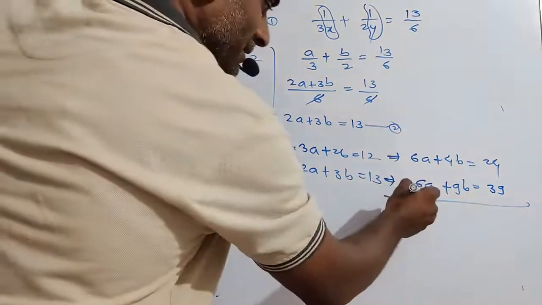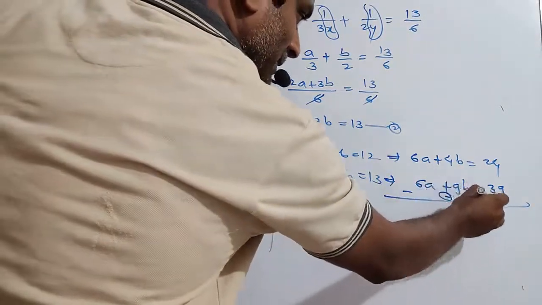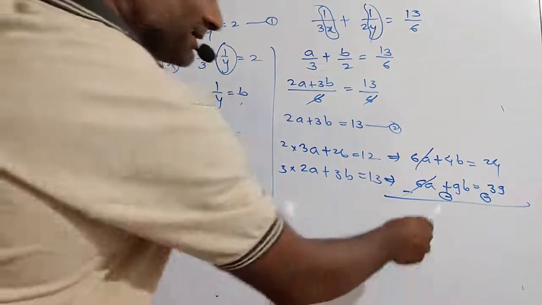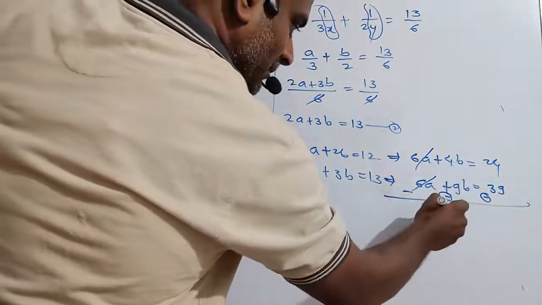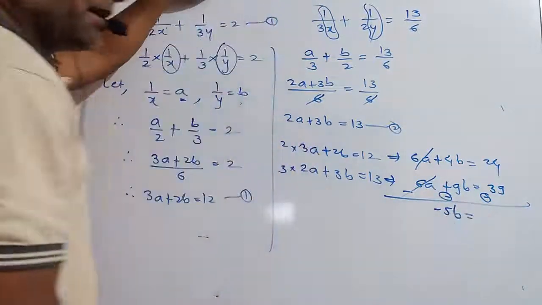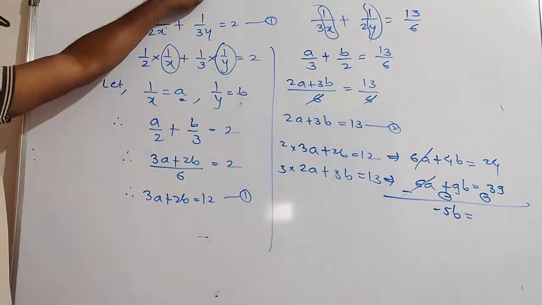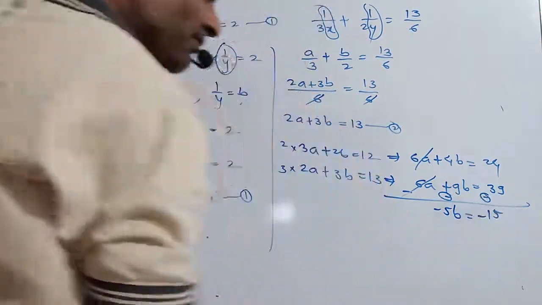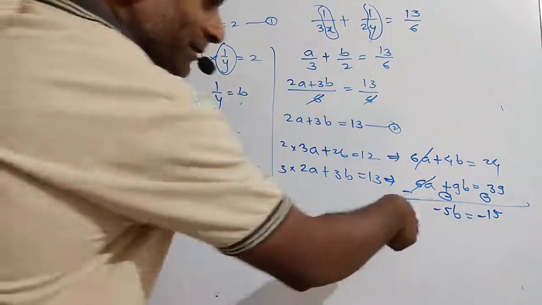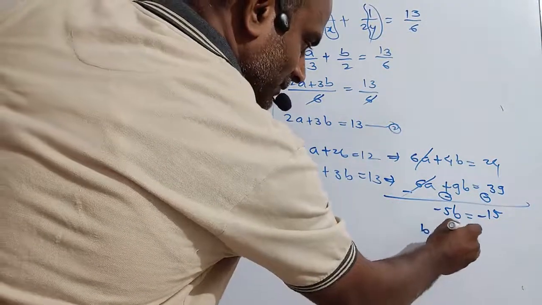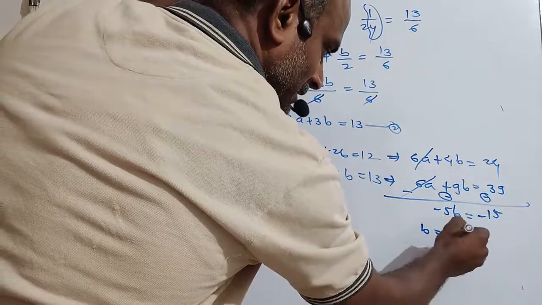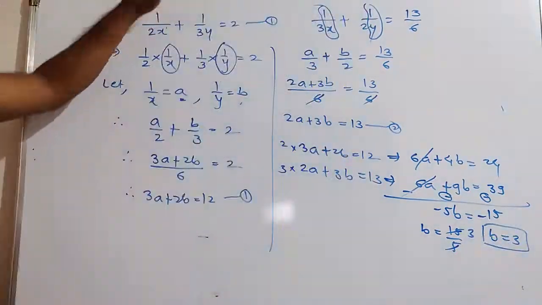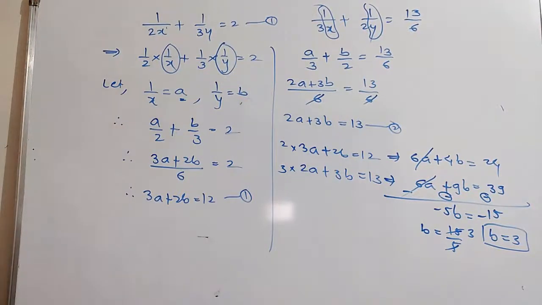So minus, minus, minus: 6a minus 6a will cancel. Minus 9b plus 4b will come minus 5b is equal to 24 minus 39, that is minus 15. So minus minus will cancel. b is equal to 15 by 5, that is equal to 3. So b we got equal to 3. The value of b we got equal to 3.